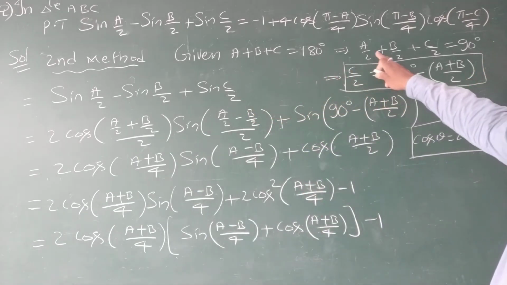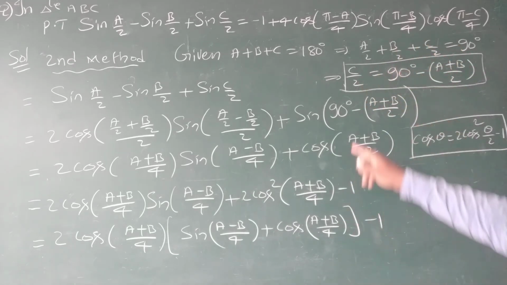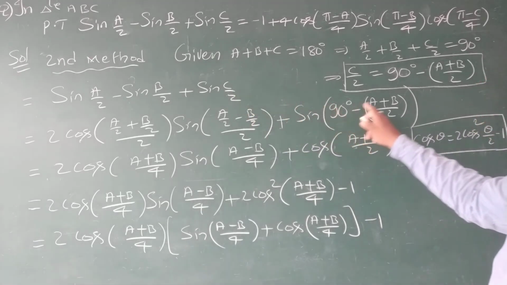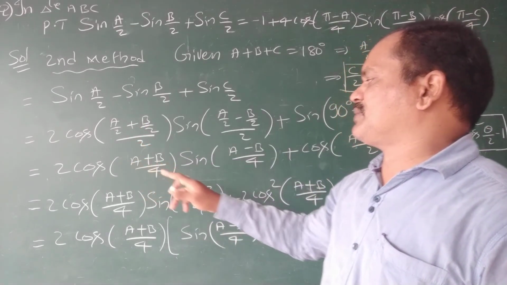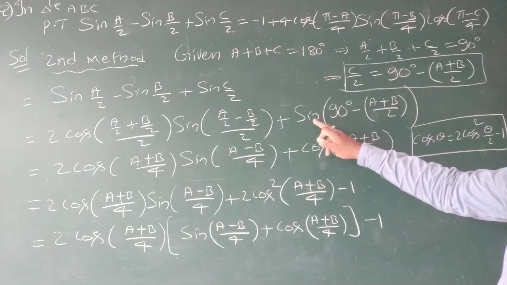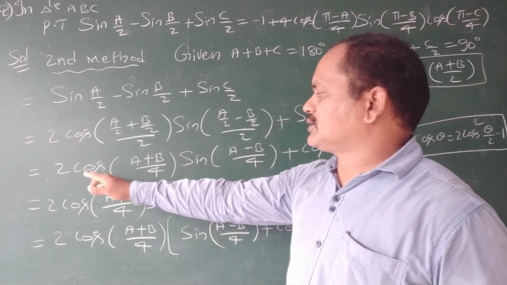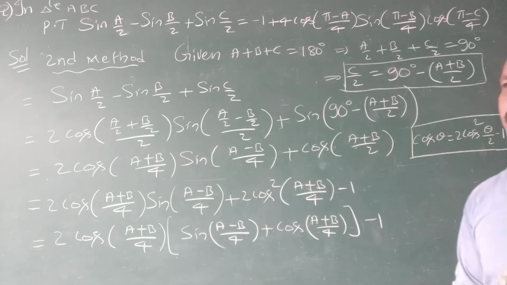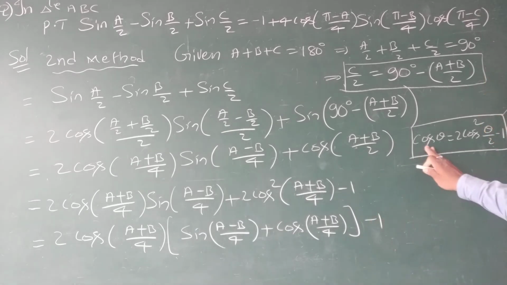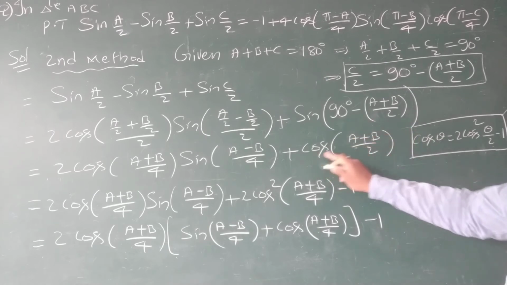In place of C by 2, since A by 2 plus B by 2 plus C by 2 is 90, then C by 2 is equal to 90 minus of A plus B by 2. So in place of C by 2, we have to write 90 minus of A plus B by 2. Now A by 2 plus B by 2 whole by 2 is nothing but A plus B by 4, and this is A minus B by 4. Now sin 90 minus theta is cos theta. Now this is compared with the formula from multiple and submultiple angles: cos theta is equal to 2 cos square theta by 2 minus 1.